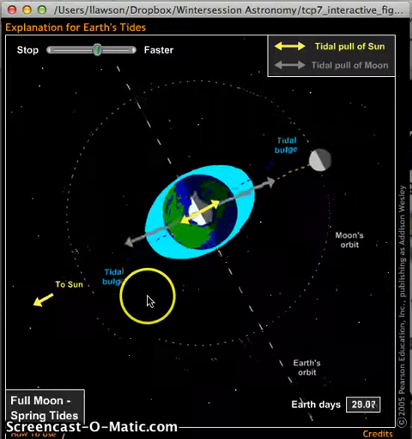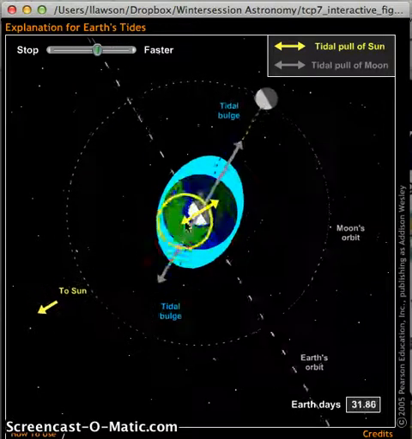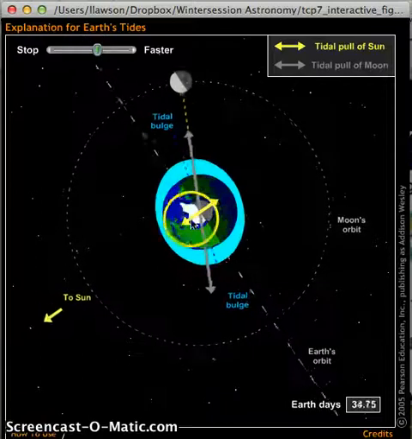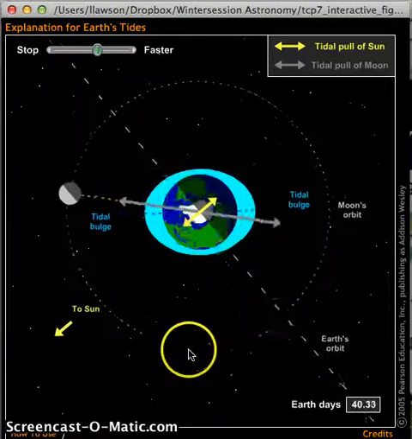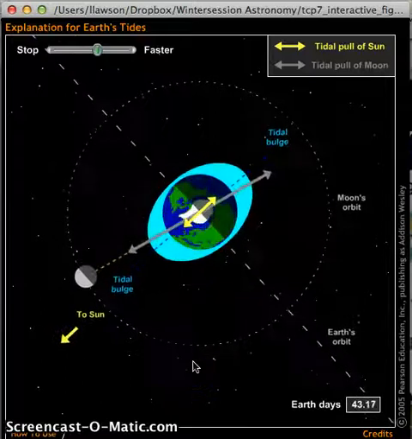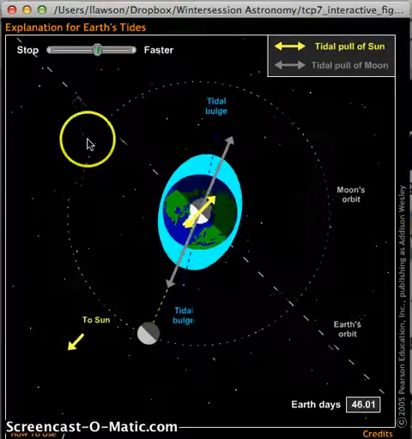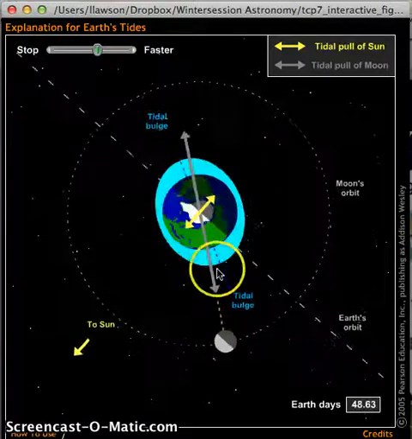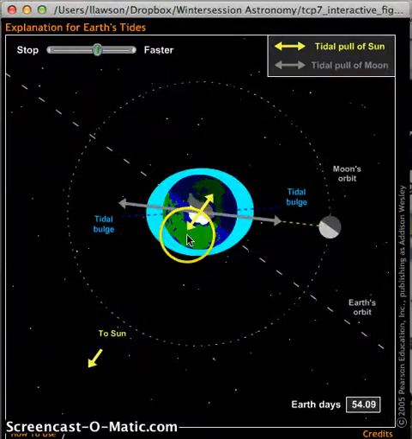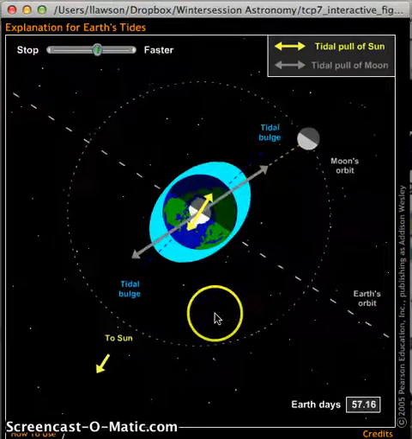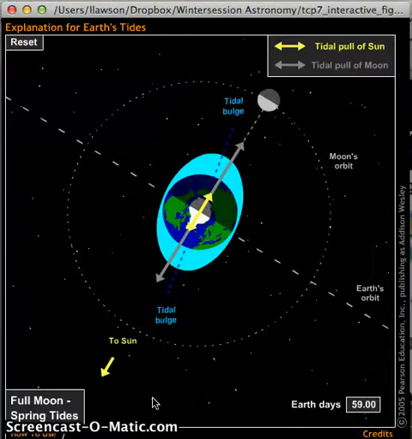Actually, it's sort of nice to notice that as the line of the sun and the moon change orientation relative to each other, you should notice that the bulge either increases or decreases. When they're all lined up, the bulge gets very large. When they're at right angles to each other, the bulge is not as noticeable. Keep in mind that this is going to happen at different times of the year.